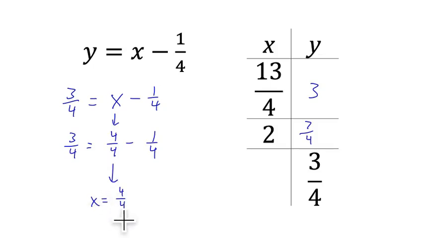But 4/4 can be simplified. And 4 divided by 4 equals 1. So when we have an output of 3/4, we have an input of 1.